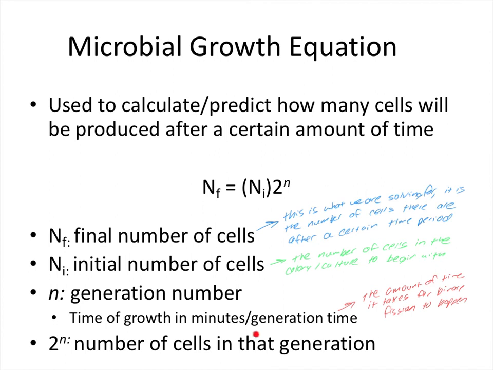And then this last bullet point I have here, 2^n equals the number of cells in that generation. Basically what that's saying is just however many cells there were in one generation, this is how we're calculating that value. So you don't have to worry too much about that one, but for some people who are very mathematically oriented, I have found that being able to explain it to them in that way really helps. So now that you know what the equation is and what each of the terms basically is, let's go ahead and work through an example.